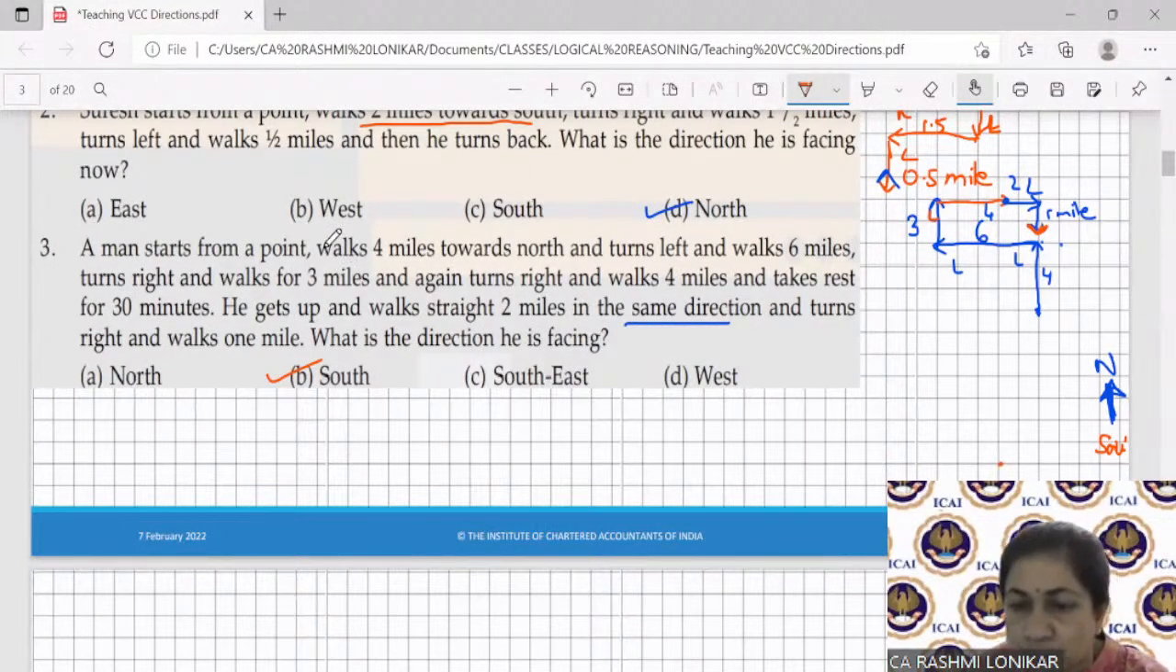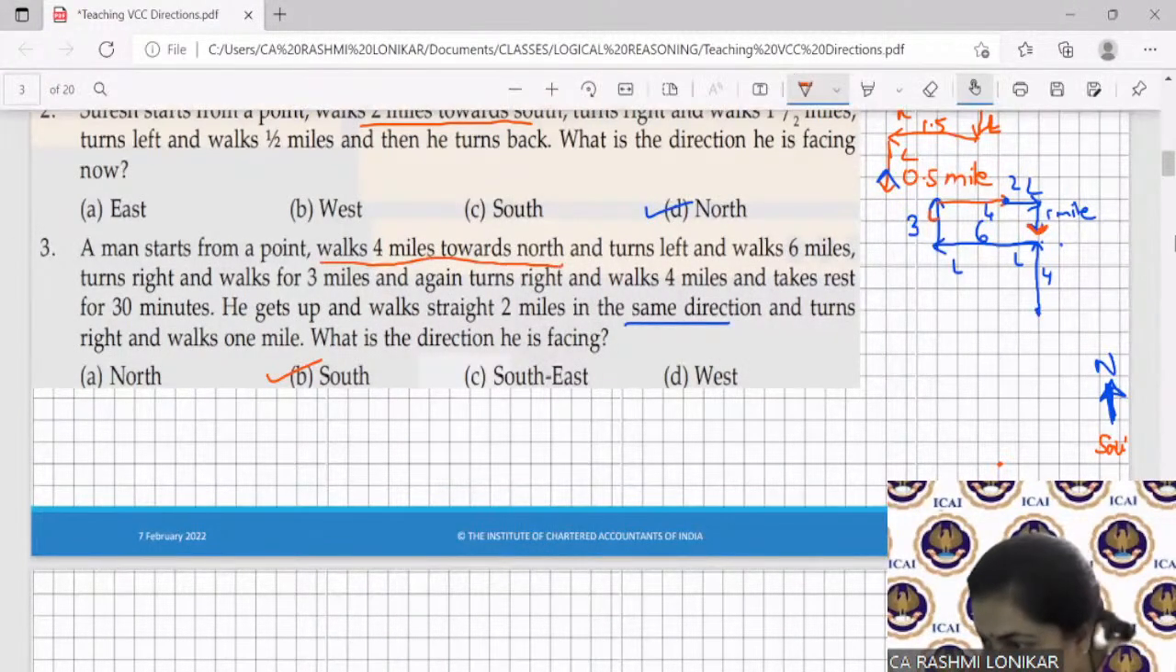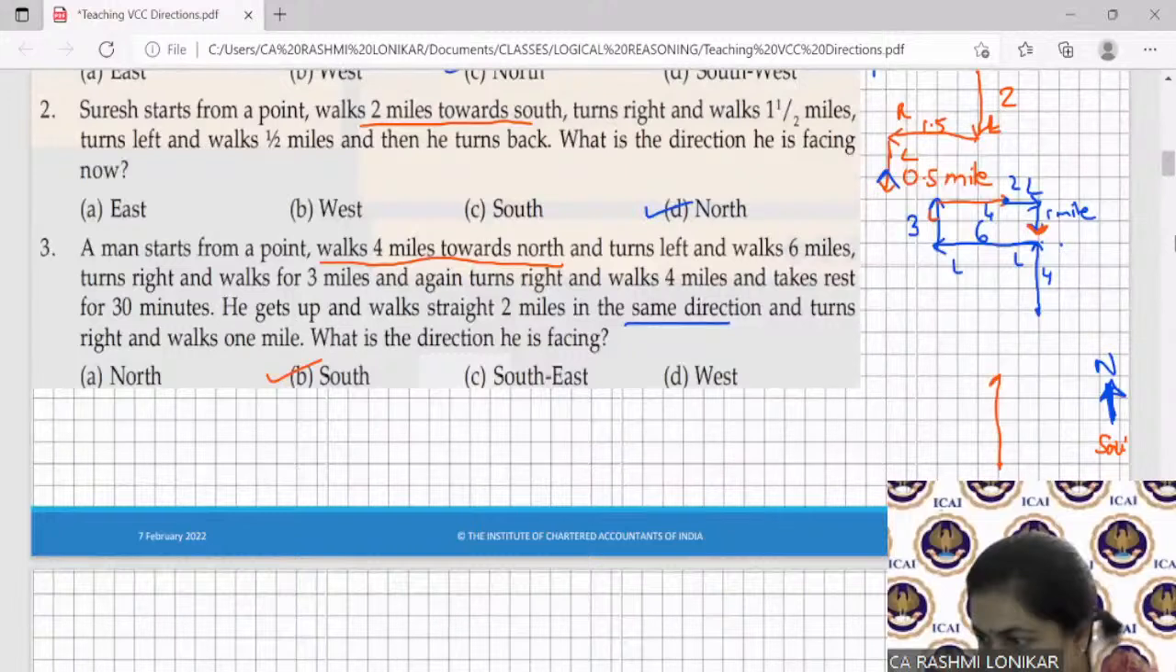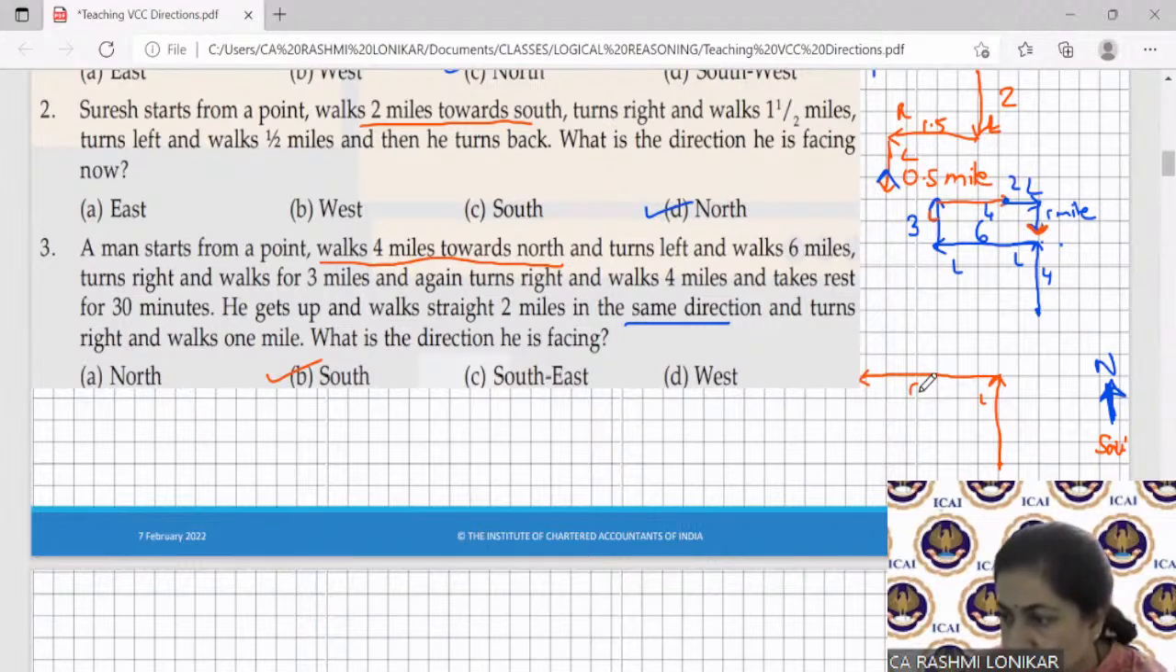A man starts from a point, walks 4 miles towards north. Just pay attention to what is given. So he is walking 4. 1, 2, 3, 4. Towards north. Which is his left? This is his left. Okay. Turns left and walks 6. So this is 6. This is 4. And now he's here.